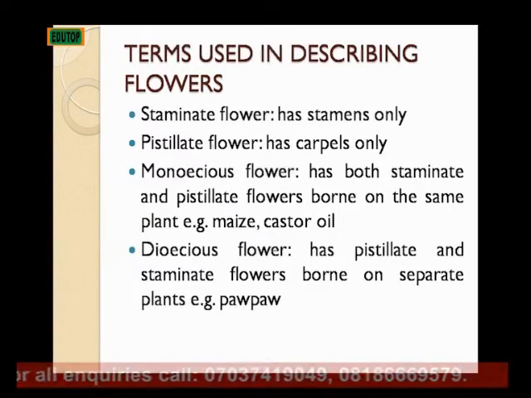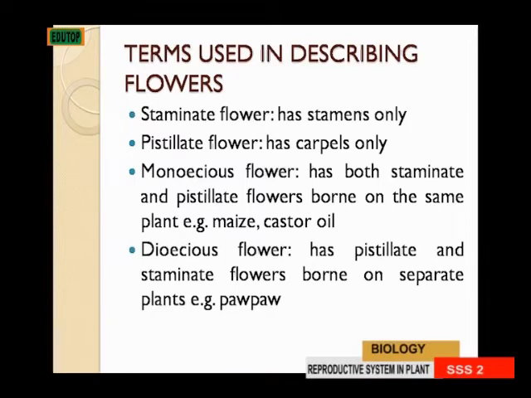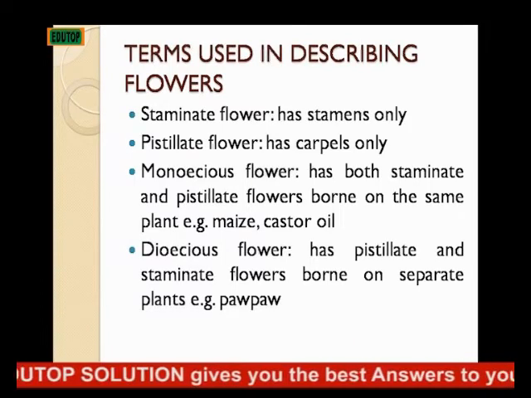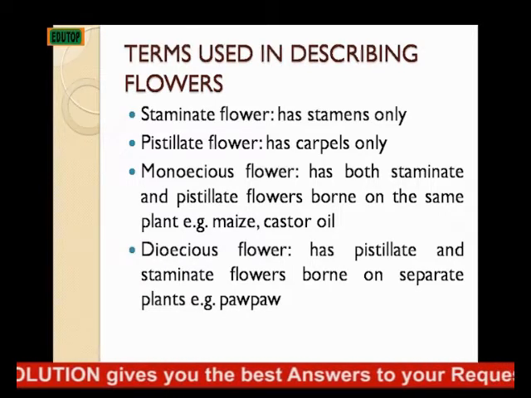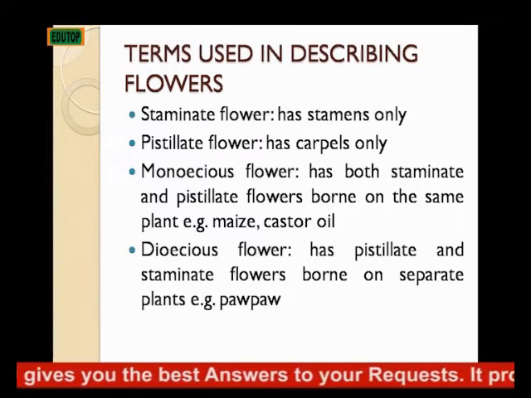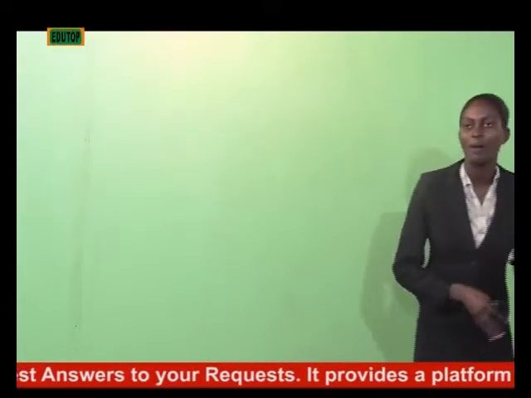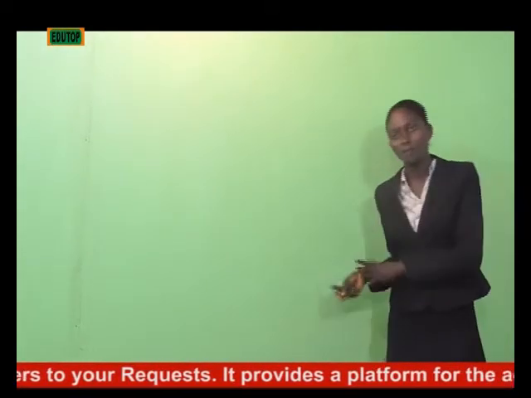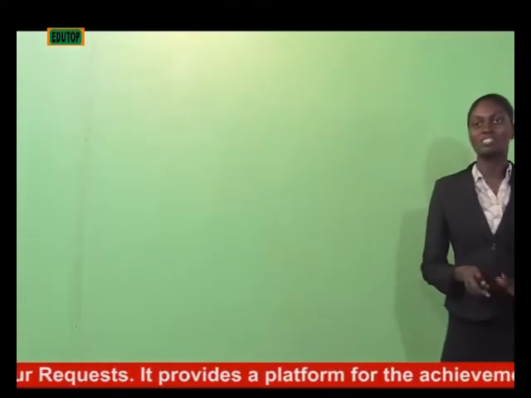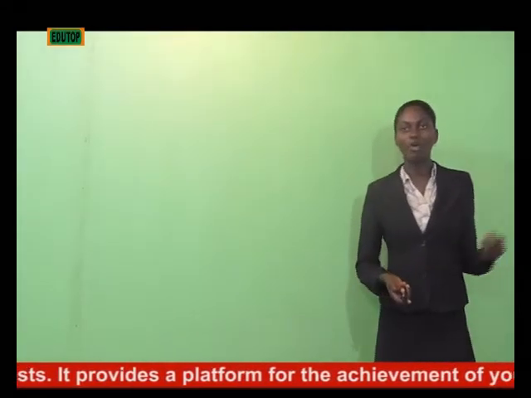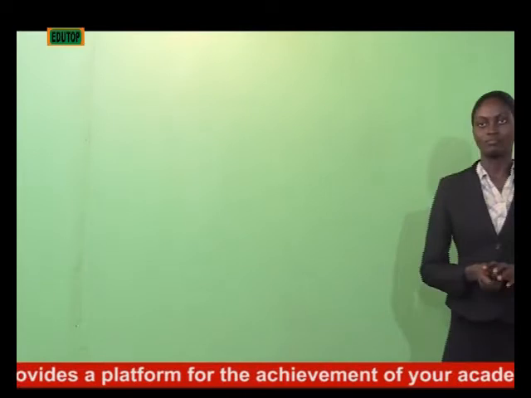on the same plant. But you say a flower is dioecious when it has its pistillate flowers and the staminate flowers borne on separate plants, just as we have in pawpaw plants. It has the pistillate flower on one plant, and the staminate flower on another plant. So you say pawpaw is dioecious.